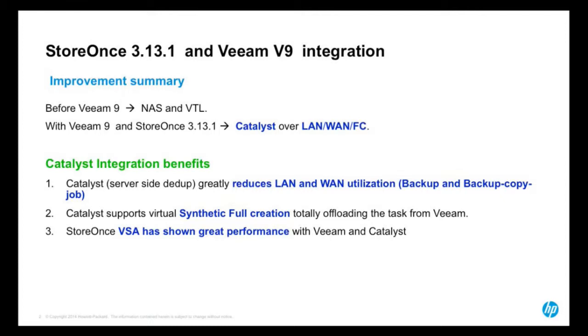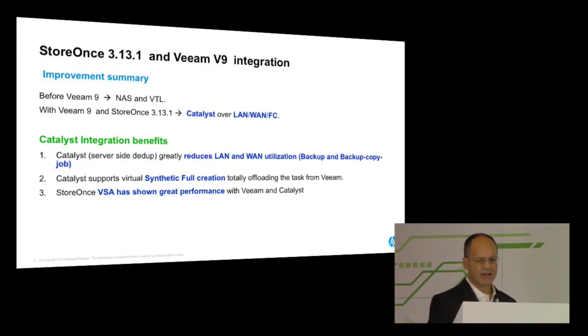So the first point that is important is the reduction in the LAN utilization and bandwidth utilization. Using Catalyst rather than using a NAS connection, you can reduce really greatly the LAN bandwidth required for making any backup or backup copy job. Backup is able to run over LAN, WAN, and fiber channel, so this is a new point.